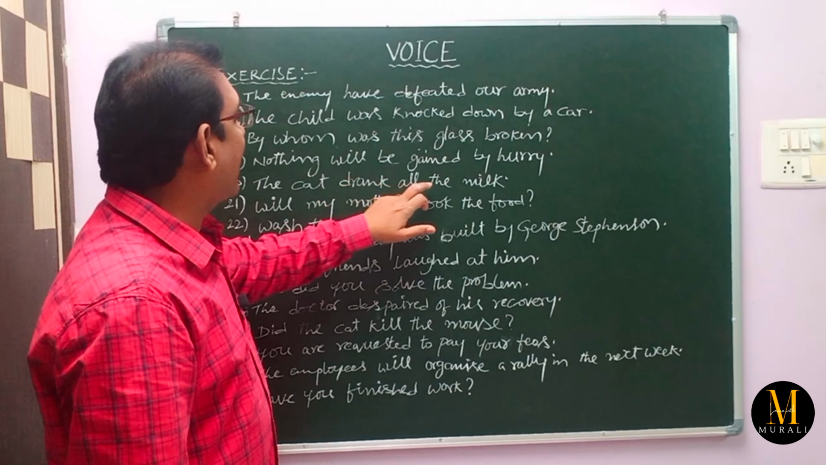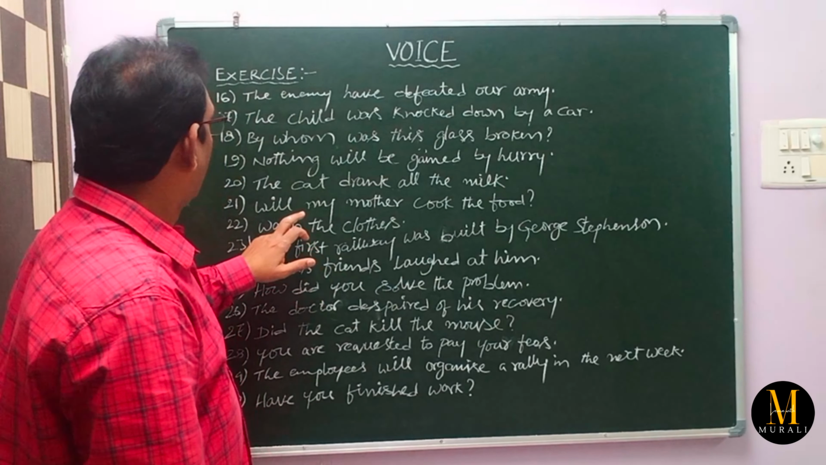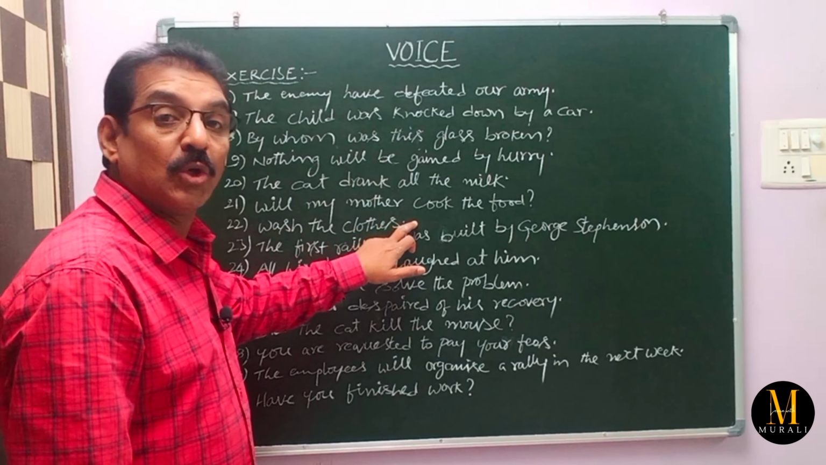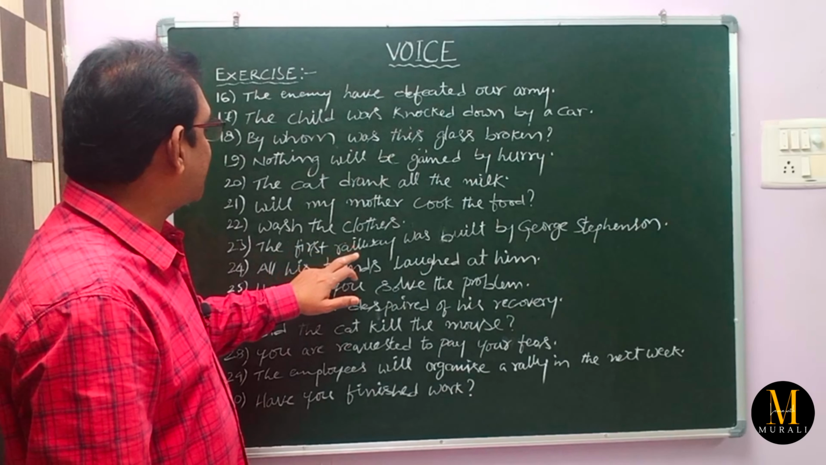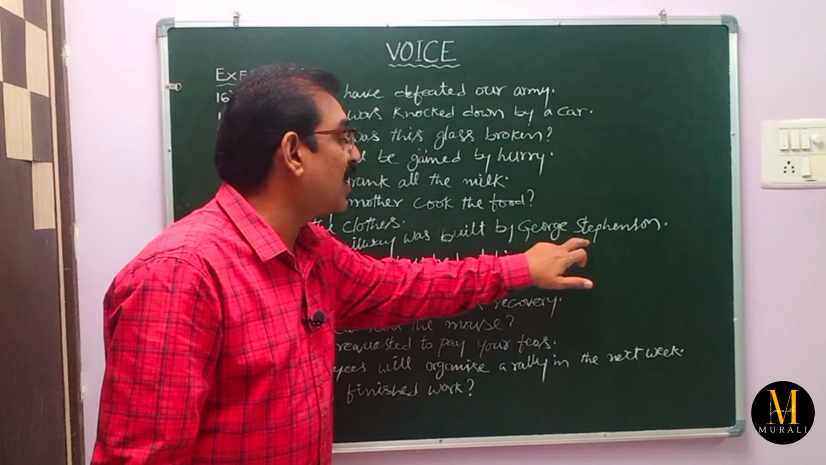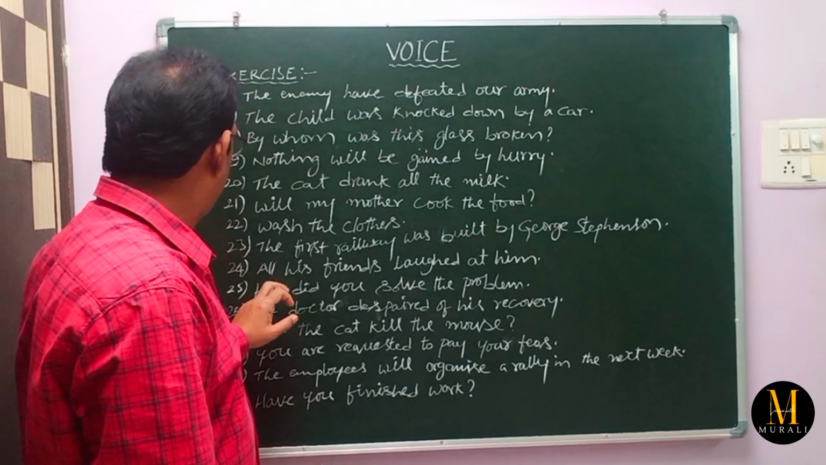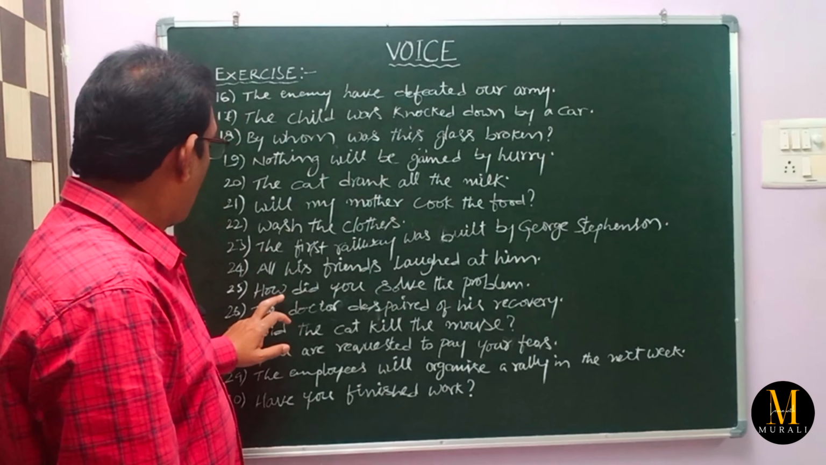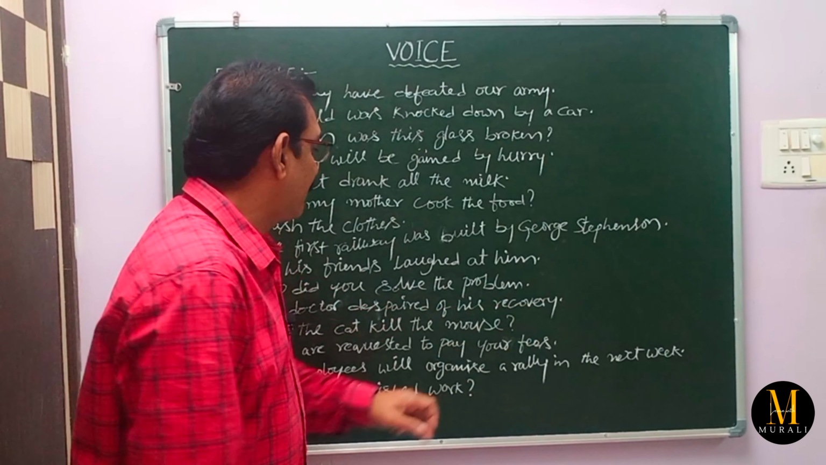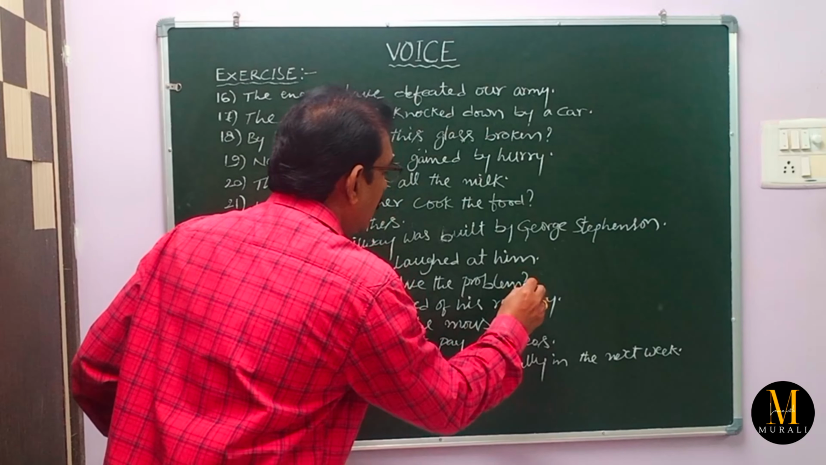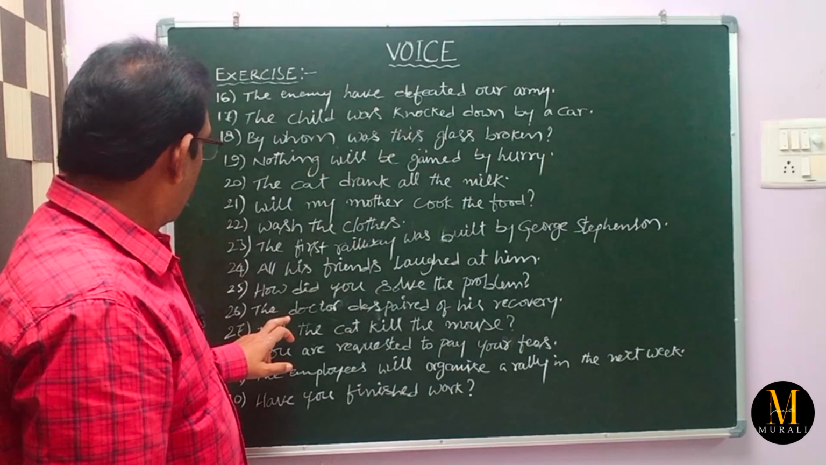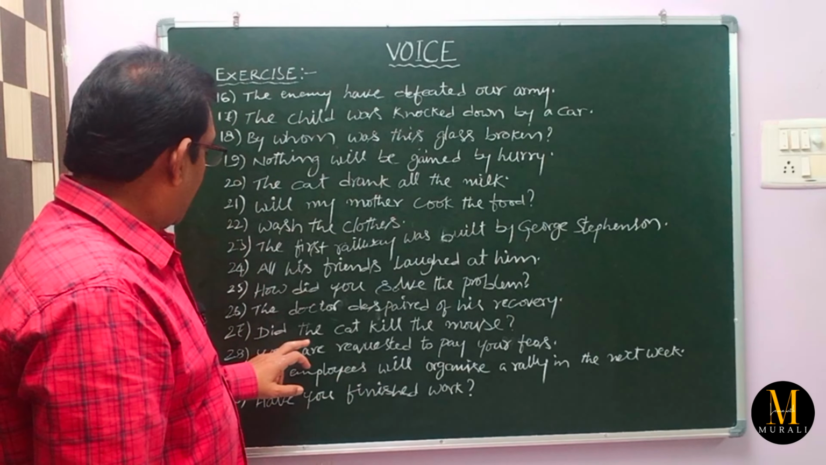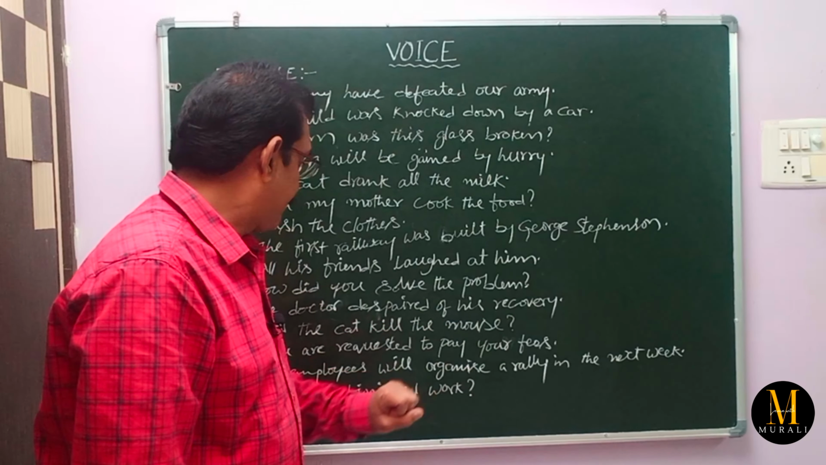The cat drank all the milk. Will my mother cook the food? Wash the clothes. The first railway was built by George Stephenson. Next, all his friends laughed at him. How did you solve the problem? Next, the doctor despaired of his recovery. Did the cat kill the mouse?